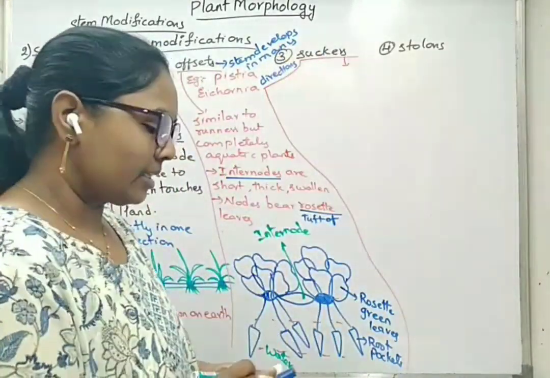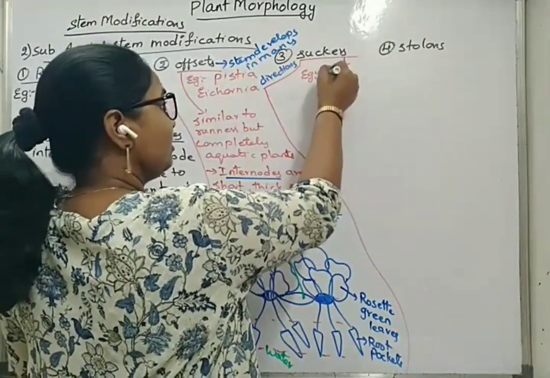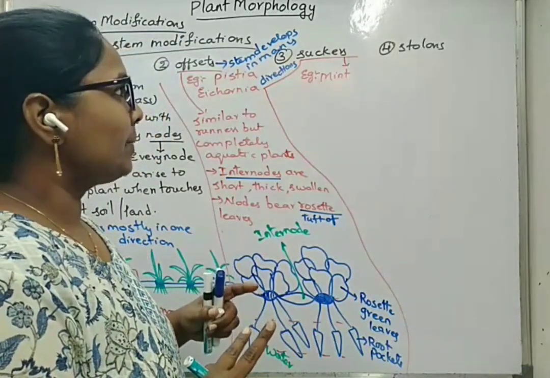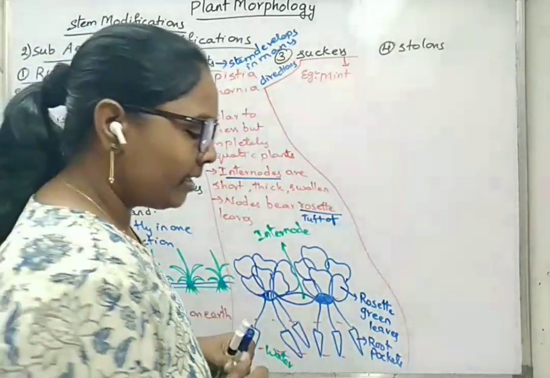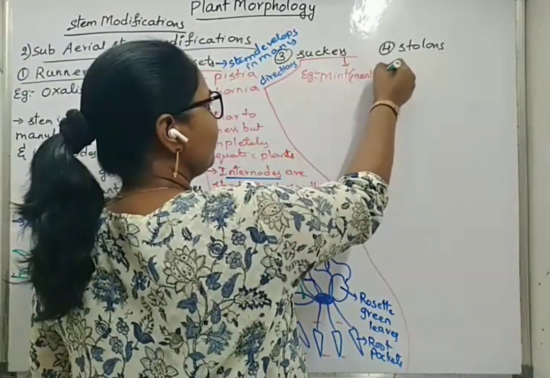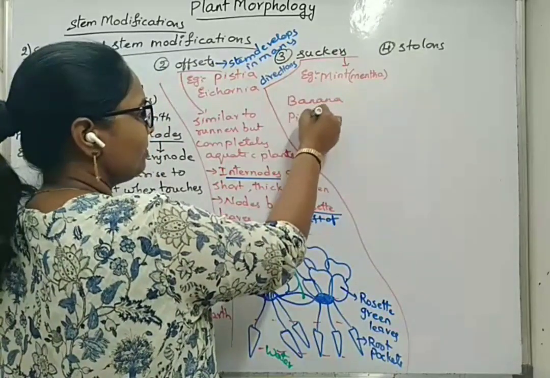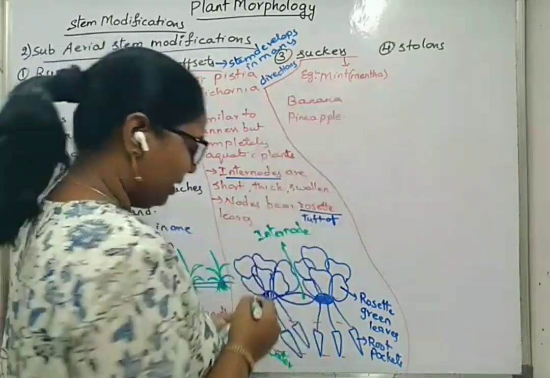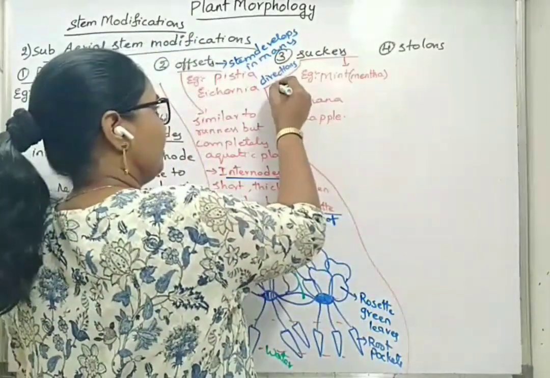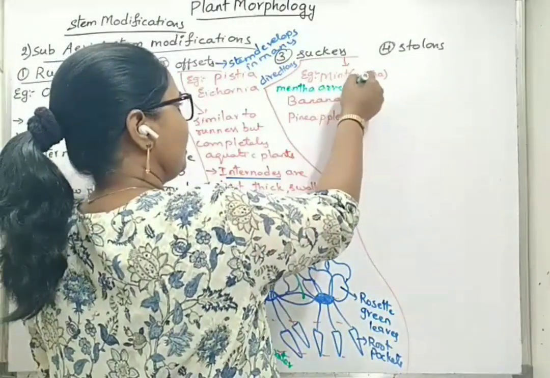Next, about suckers. Under suckers examples, if we write, that is mint. Under mint we have two types. One type is explained under sucker, other type is explained under stolon. This mint we commonly call as mentha, banana and pineapple. The type of mint is Mentha arvensis.